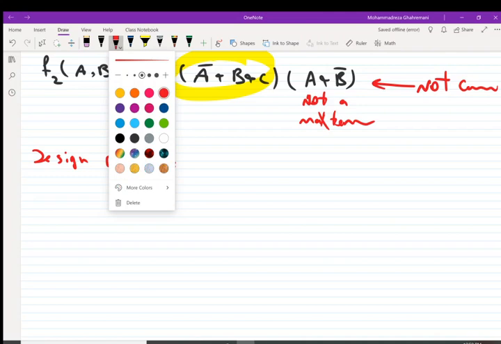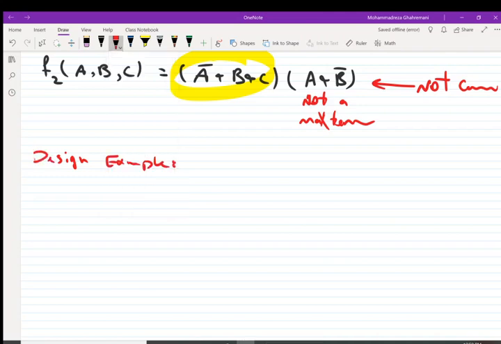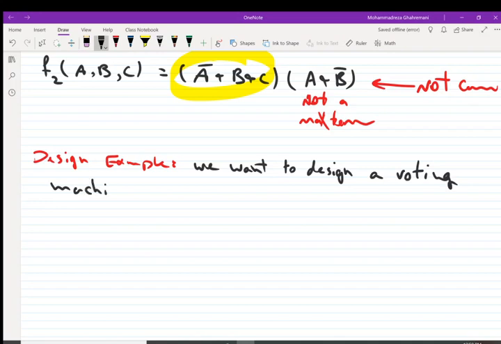Okay, we want to design a voting machine that accepts three inputs. Let's call them A, B, and C.